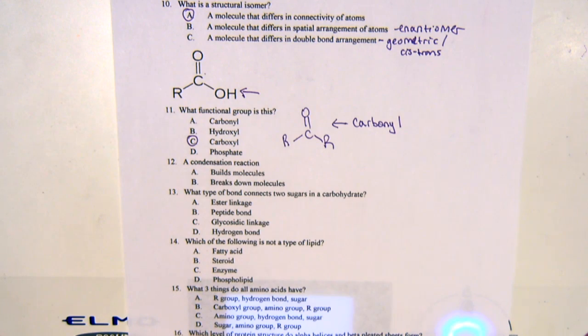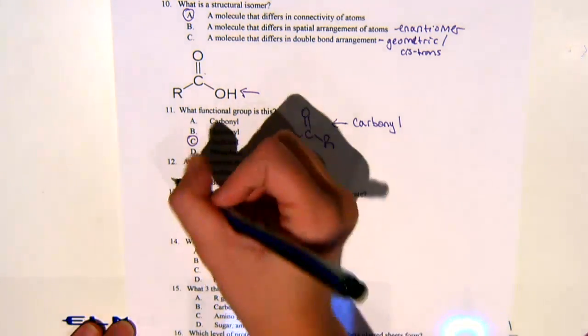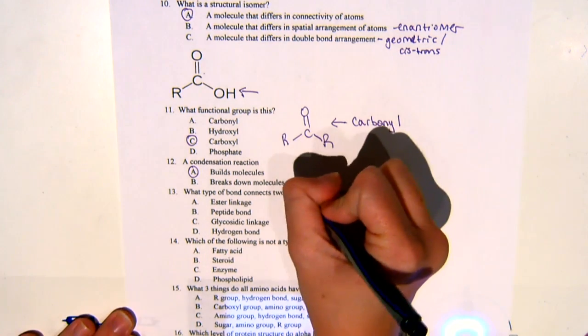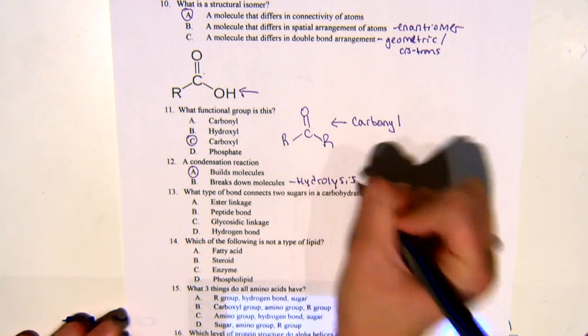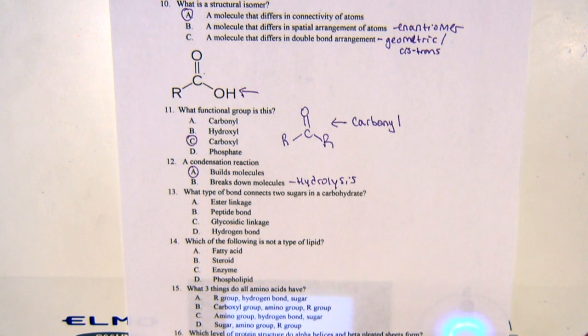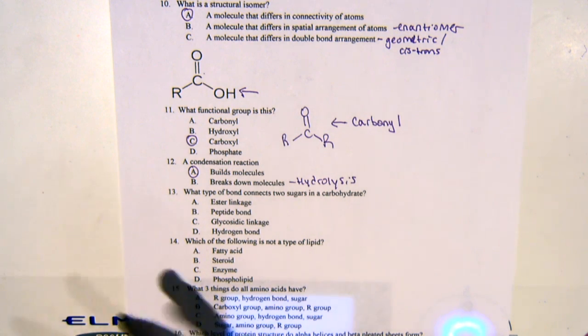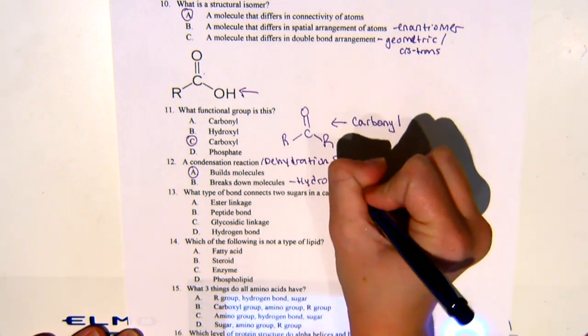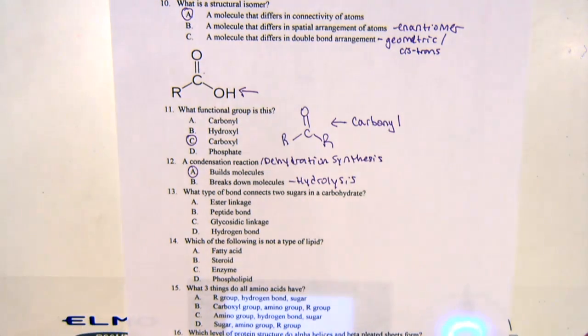Alright, 12. A condensation reaction builds molecules. What is it called when we break down molecules? Hydrolysis. So condensation builds molecules, hydrolysis breaks down molecules. Another name for condensation would be dehydration. So I'll write that down. So dehydration synthesis is another name for condensation reaction.